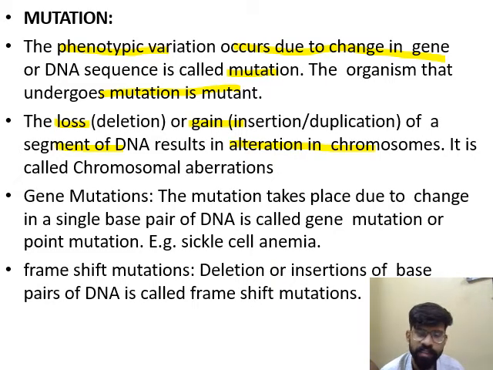Sometimes genes are changed, or sometimes a single base of the DNA changes. DNA contains 4 types of bases: adenine, thymine, guanine, cytosine. So when one base changes, it is termed gene mutation. A mutation that takes place due to a change in a single base pair of DNA is called gene mutation or point mutation. Example, sickle cell anemia.